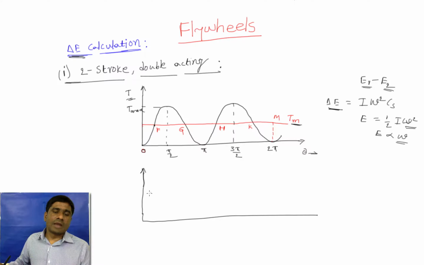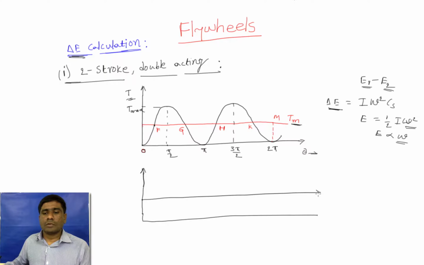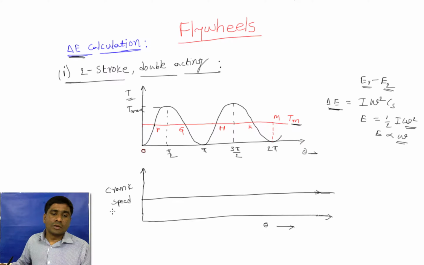So, for example, if the crankshaft is rotating, let's draw a diagram for the crankshaft speed. This is the crank speed, and this is the turning angle. So we would like to see how crank speed is changing with respect to the turning angle. So for example, this is the mean speed.